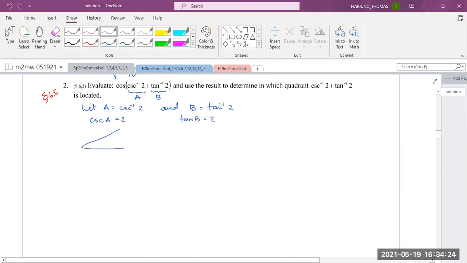Draw the right triangle corresponding to that. Cosecant is reciprocal of sine. So this is 2, this is 1. And tangent B is 2. Means if this is B, this is 2, this is 1. This is then square root of 5. This is square root of 3.